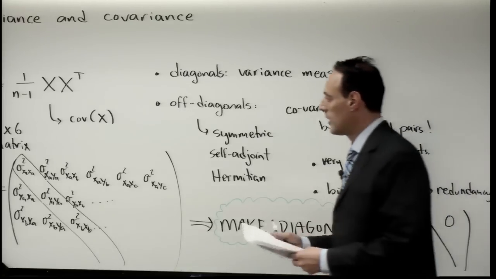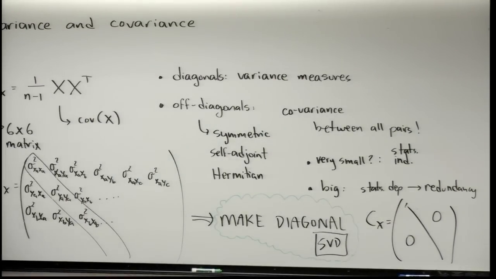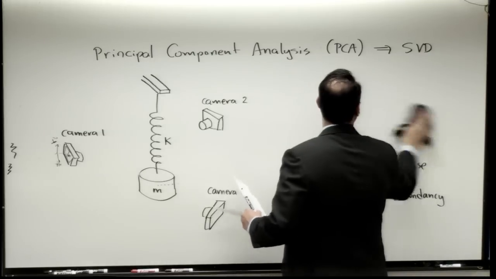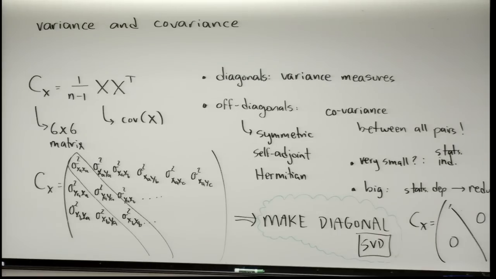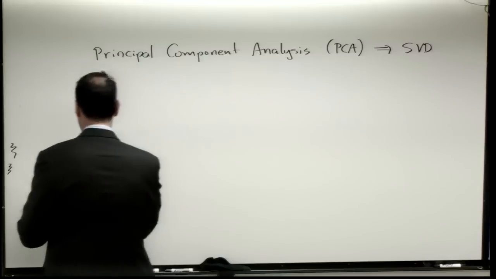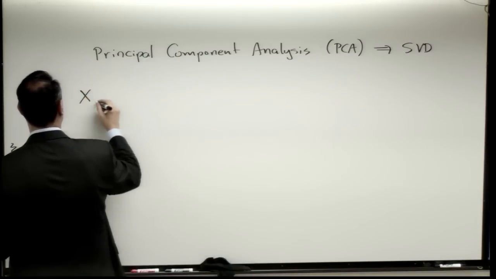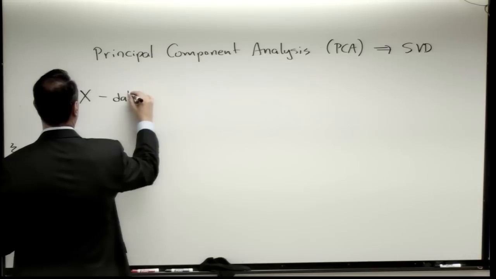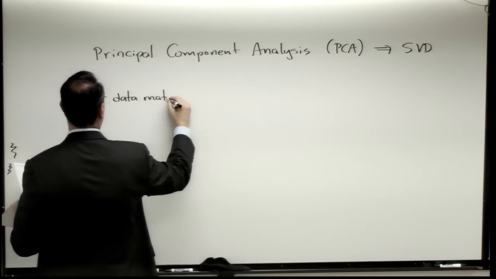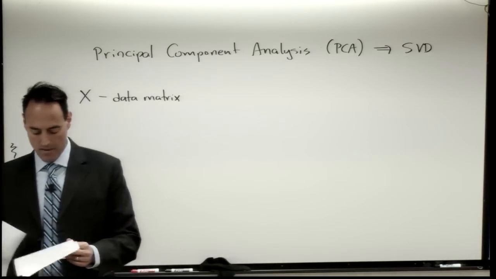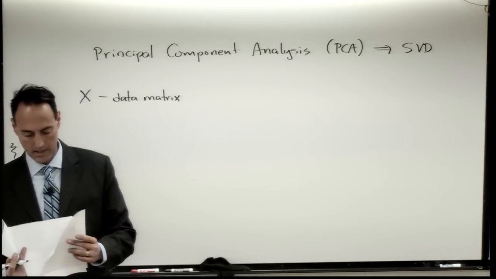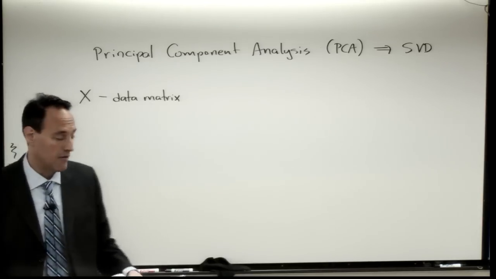So let's start taking a look at this thing and take a look at our data matrix X. Let's come back over here and start thinking about this diagonalization idea. We'll erase our original system here. And remember that we have a matrix X. This is our data matrix. That is critical for understanding everything we want to do.